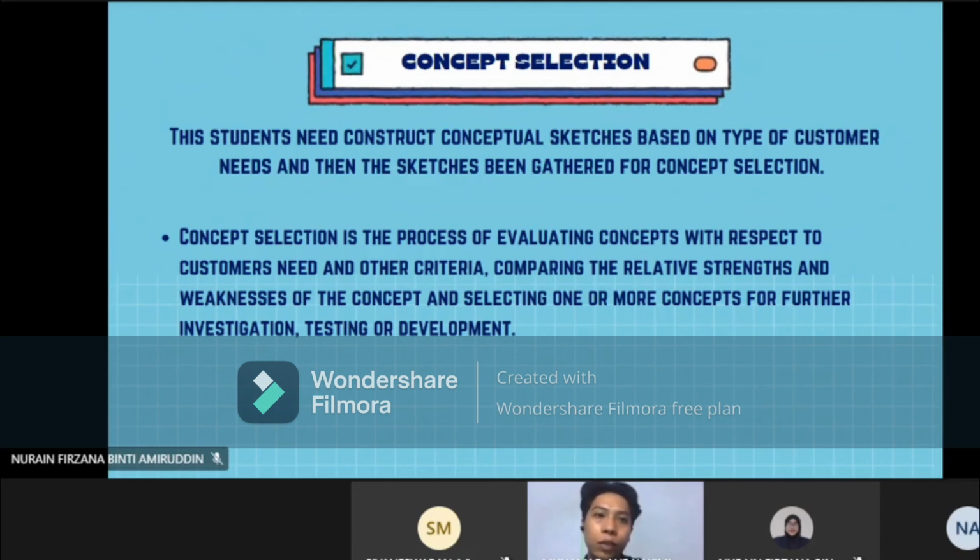Continue about the design phase. For the first phase, we have concept selection. Each of our members needs to construct conceptual sketches based on the type of customer need, and then the sketches will be gathered for concept selection. Concept selection is a process of evaluating concepts with respect to customer needs and other criteria, comparing the relative strengths and weaknesses of the concepts, and selecting one or more concepts for further investigation and testing.